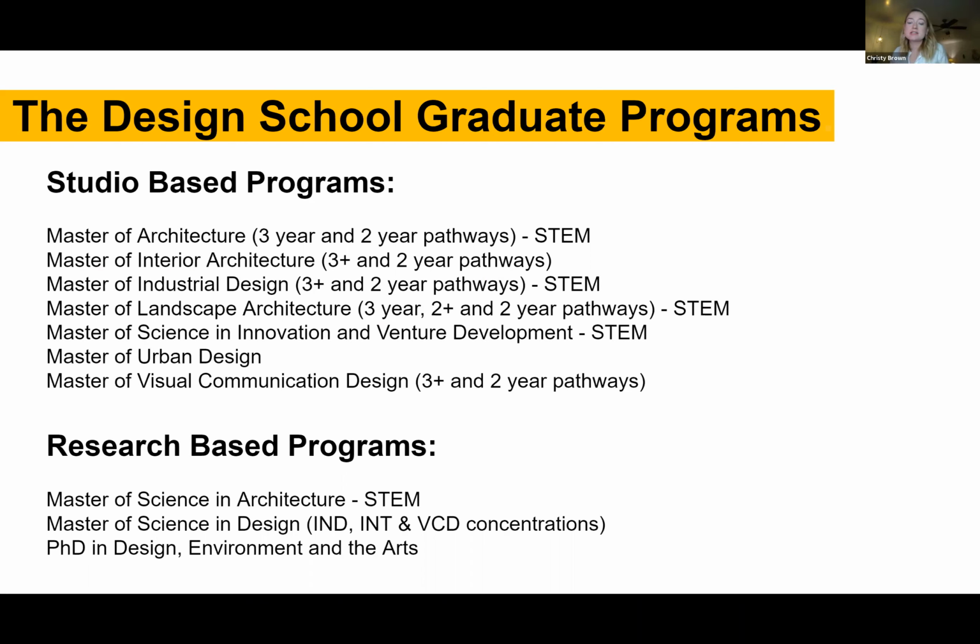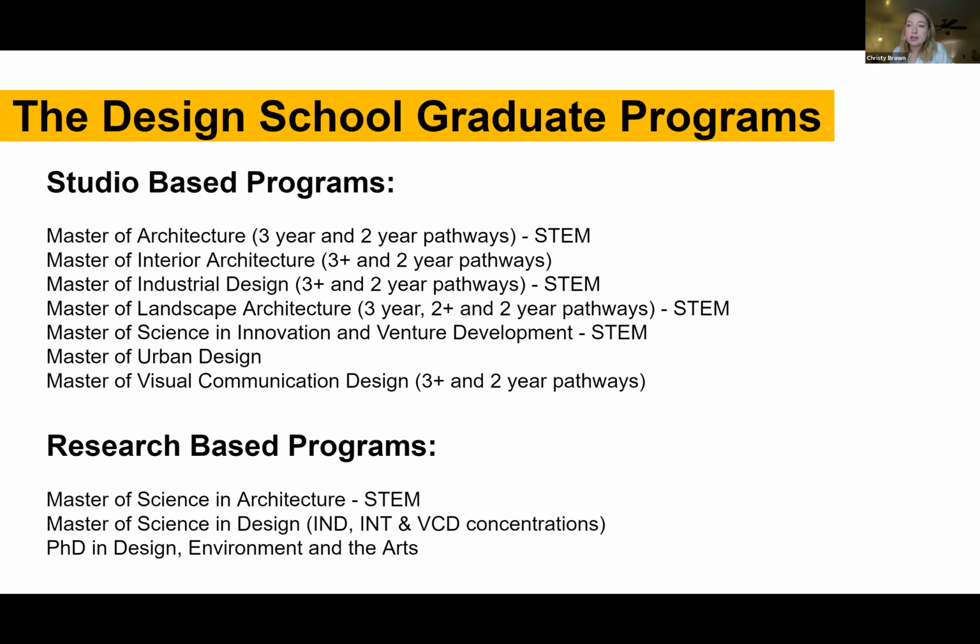As I'm going through this, just a note, you'll see the 2-year and the 3-year pathways listed. Generally, the 2-year pathways are for students who have an undergraduate degree in the field that they plan on studying for their master's degree. So if it's Master of Architecture, they have a bachelor's degree in architecture. The 3-year pathway, or the 3+ pathway, is for students who are coming from an unrelated background. So you might have a degree in English or in math. Anything that's unrelated, you would go into that 3-year, the 3+.